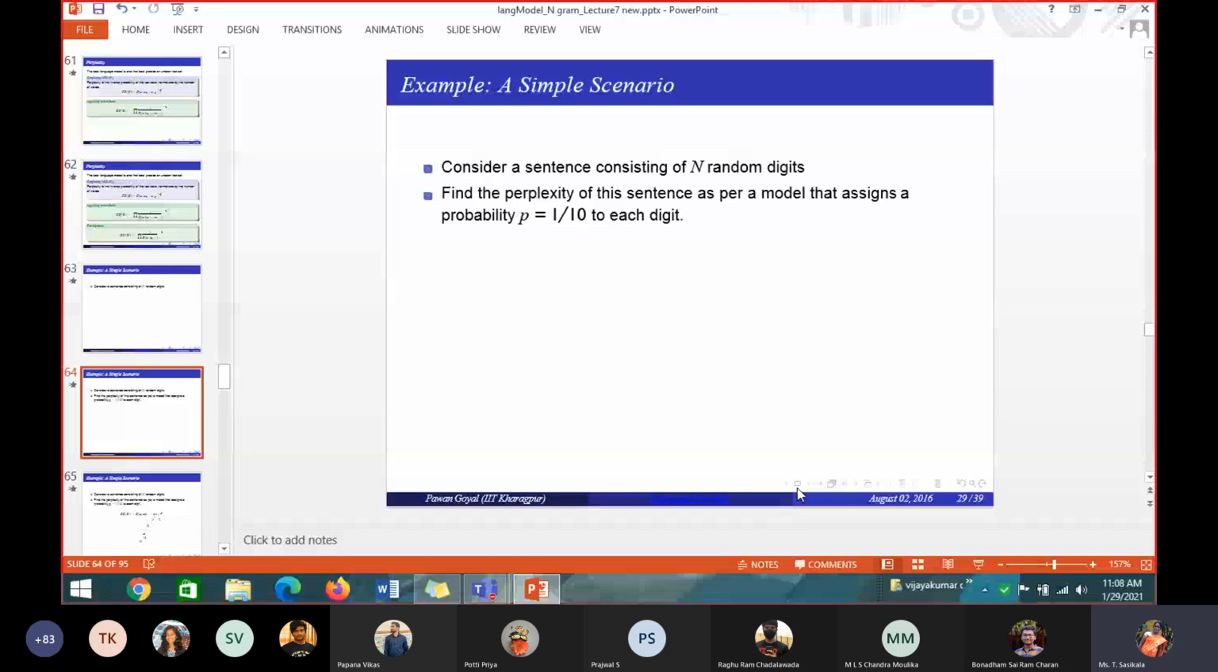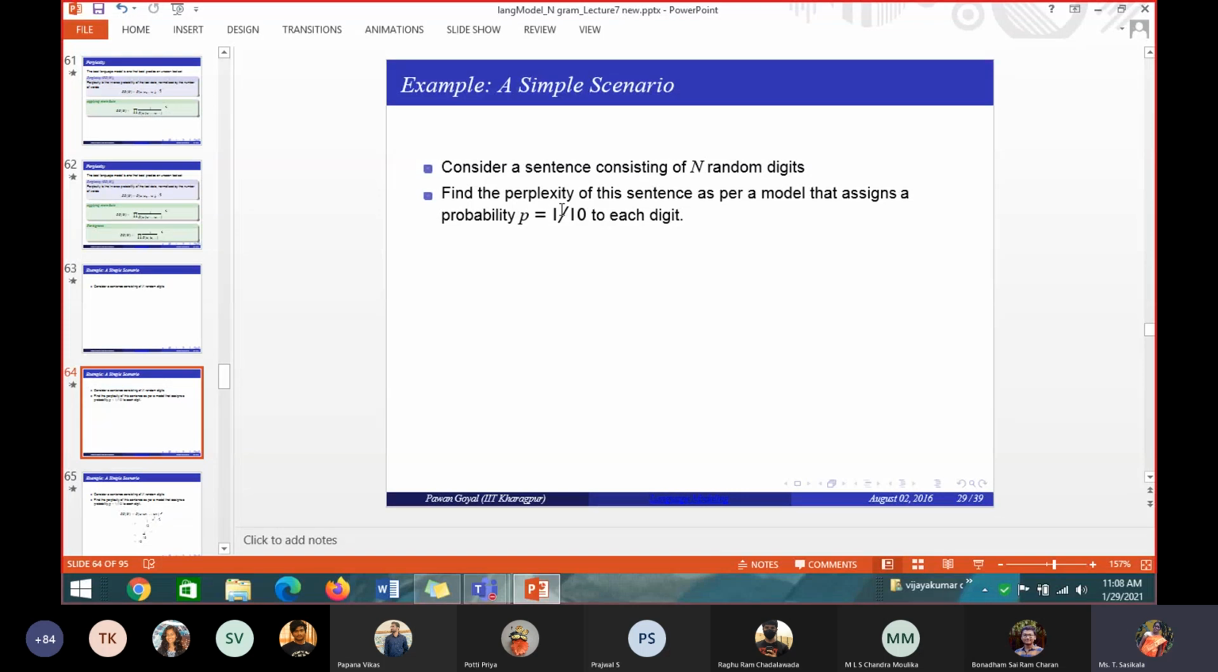But what is the model assigning? The model is assigning a probability P equal to 1 by 10 to each digit. So what is the probability assigned to each digit? I have a model which assigns a probability of 1 by 10 to each digit. So what is the probability for each digit? It is 1 by 10 for each digit.